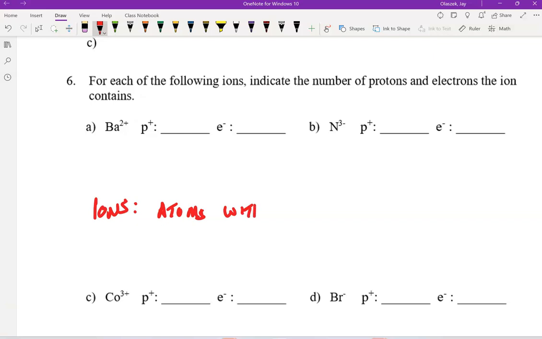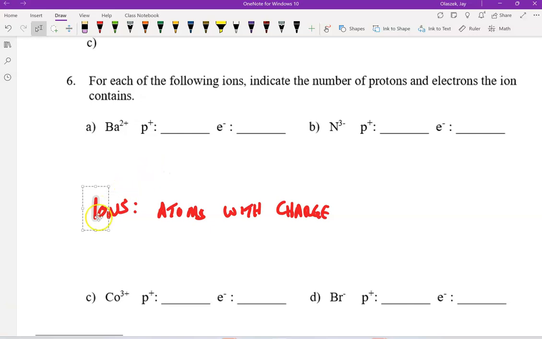How do you get charge? You can either lose or gain electrons. Electrons are negatively charged, protons are positively charged. And so if you have an atom with a charge of +1, it has one more proton than electrons, meaning it has lost an electron. All we have to do to determine the charge is find the number of protons in the nucleus and then determine how many electrons by the charge.